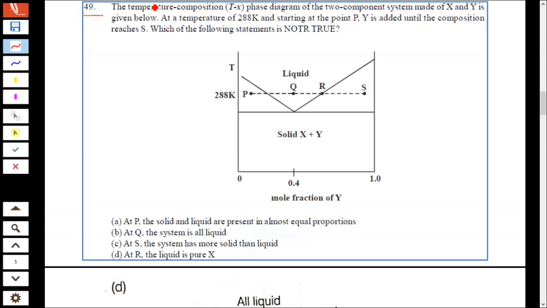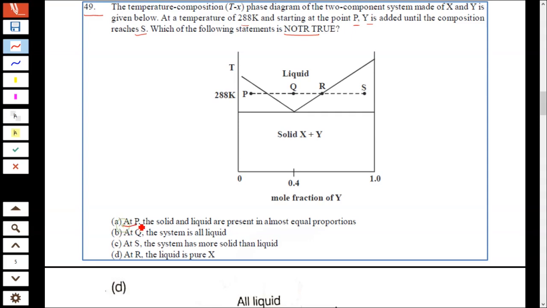Question number 49. The temperature composition phase diagram has been given for a two-component system X and Y. Temperature 288 Kelvin. The starting point is P, Y is added until the composition reaches S. Which of the following statements is not true?